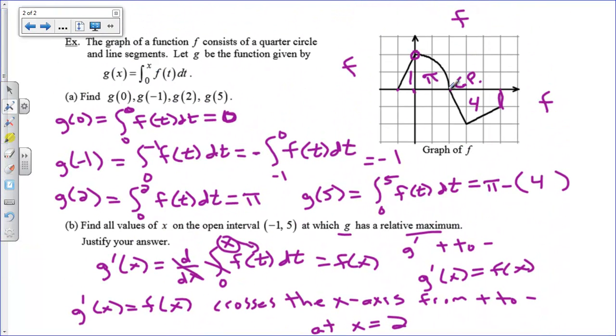Does it change direction right here? No, it doesn't change direction. It's got sort of a sharp turn, and it also changes direction here. So we need g double prime, which is f prime, to change signs. So we've got positive slopes, then we've got negative slopes. So this is going to be a point of inflection. We have negative slopes, and then we have positive slopes. So g double prime, or f prime, changes sign at 0 and at 3.